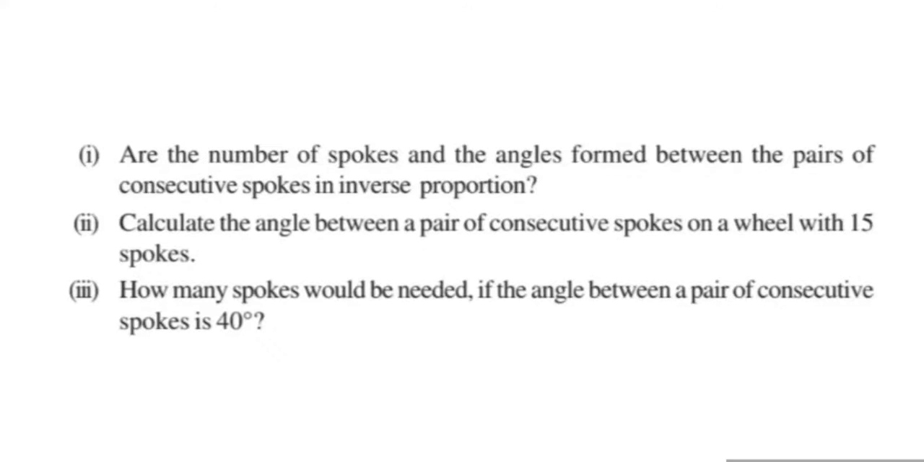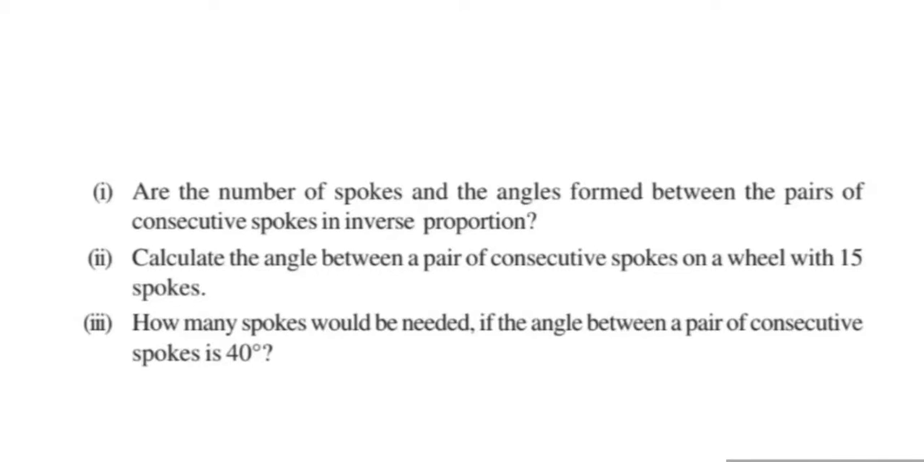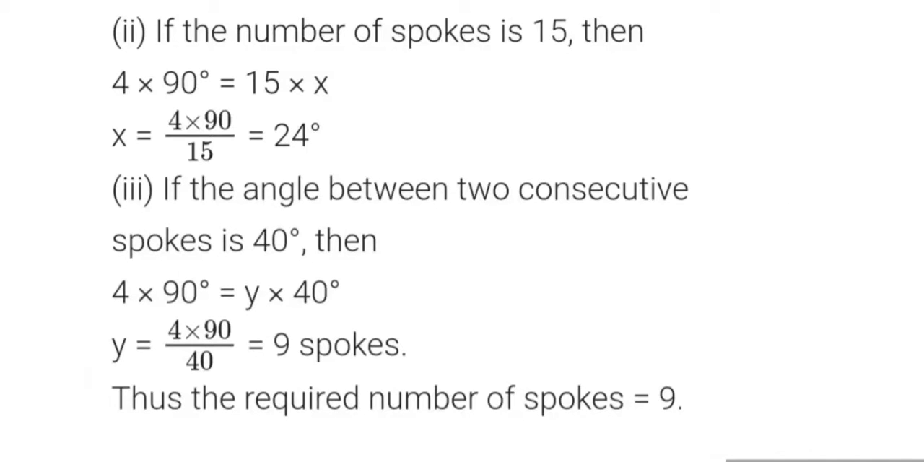Now see the first one. Here it is asked whether the number of spokes and the angles formed between the pairs of consecutive spokes are in inverse proportion. So yes, they are in inverse proportion. Second one, calculate the angle between a pair of consecutive spokes on a wheel with 15 spokes. So same as the previous question, we will solve it. 4 into 90 degree is equal to 15 into x. So x is equal to 4 into 90 upon 15. So the answer is 24 degree.